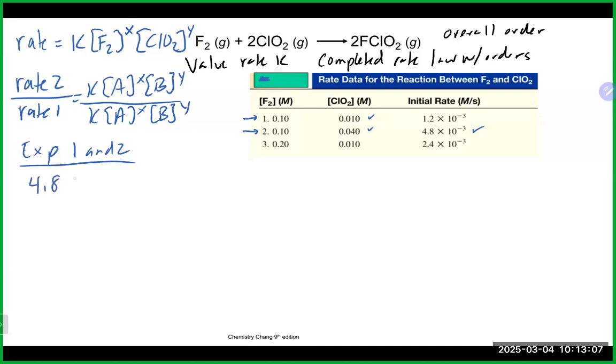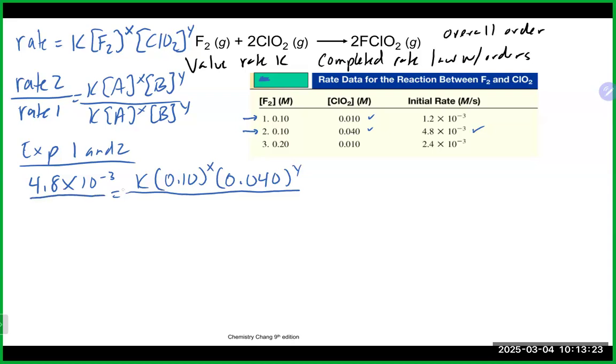That's going to give me 4.8 times 10 to the minus 3 is equal to K times my concentration of 0.1 molar to the X and my other concentration of 0.04 molar to the Y. So once again, everything here is from experiment number 2. I'll do the same thing for experiment number 1, and we'll go with 1.2 times 10 to the minus 3, our K, 0.1 to the X, and our 0.01 to the Y in this case.